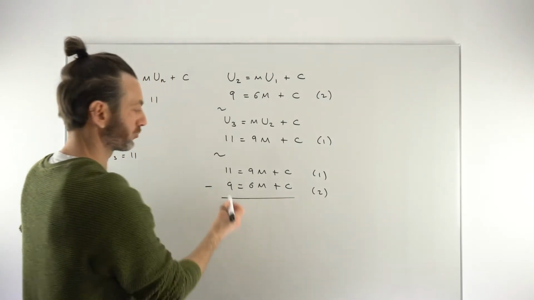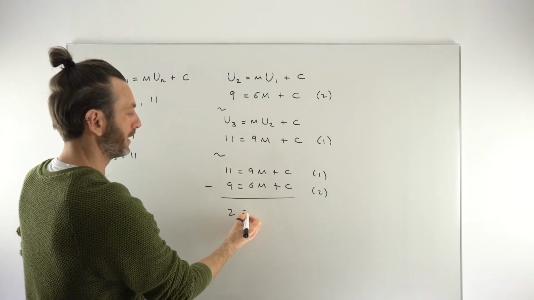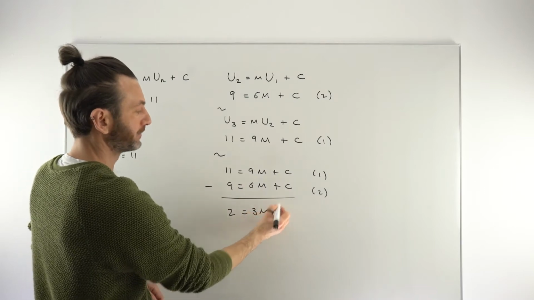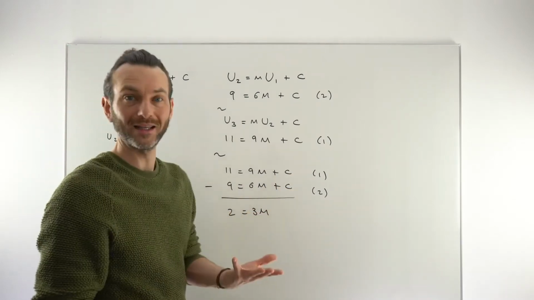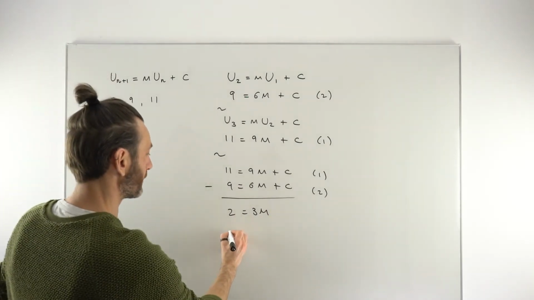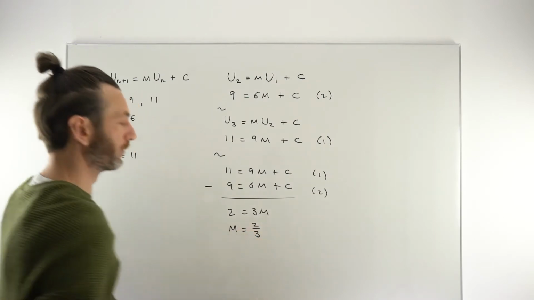So if we go ahead and subtract in the columns, 11 minus 9 is 2. And then here we get 9m minus 6m to give us 3m. And the c's go to 0. They eliminate, so we don't need to worry about writing that in here. Solving this equation, we would just then divide both sides by 3 to get m equals 2 over 3.